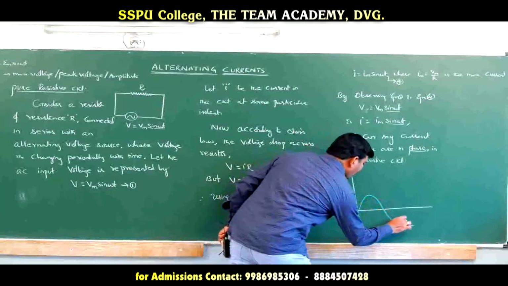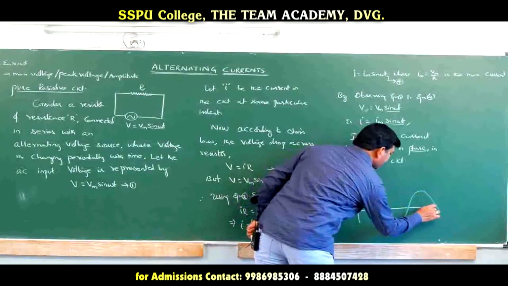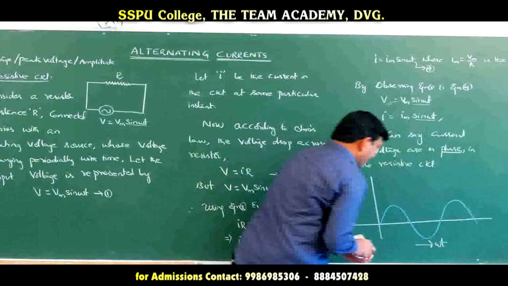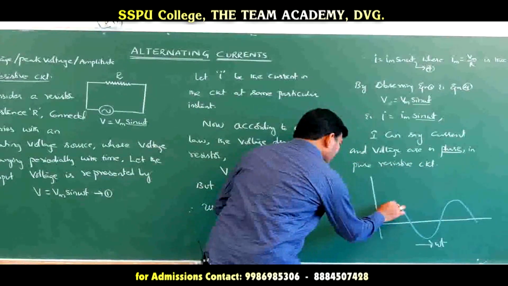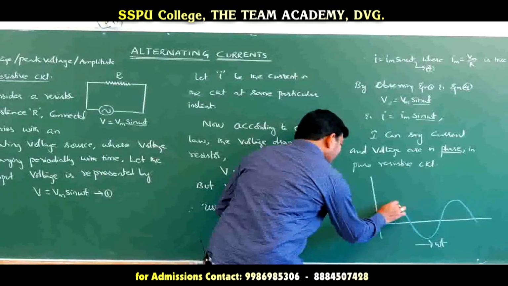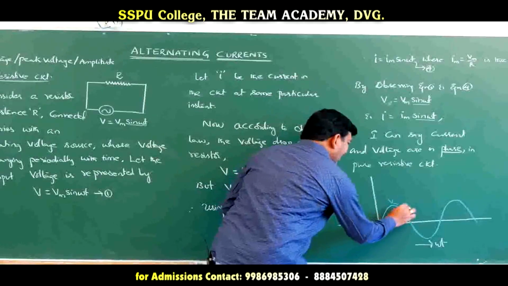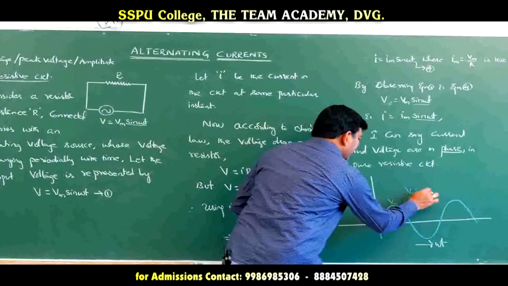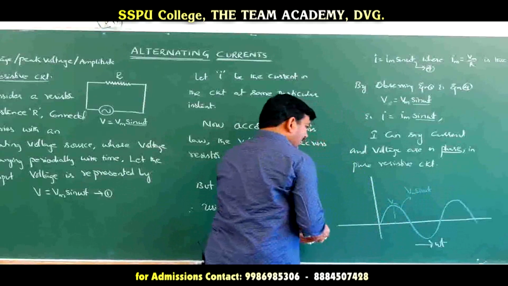This is how voltage varies with time periodically, and this represents the maximum voltage, Vm. This is the voltage function Vm sin omega t. Is it clear?